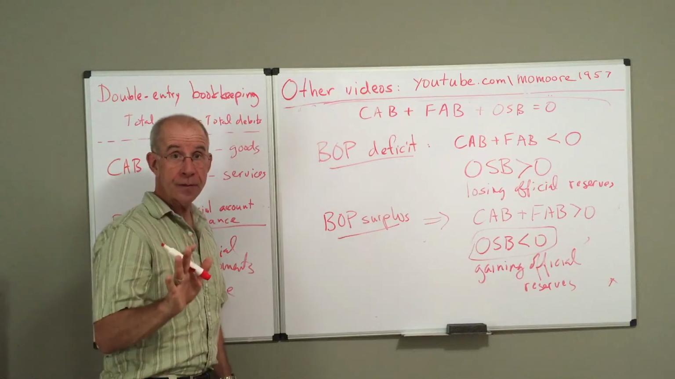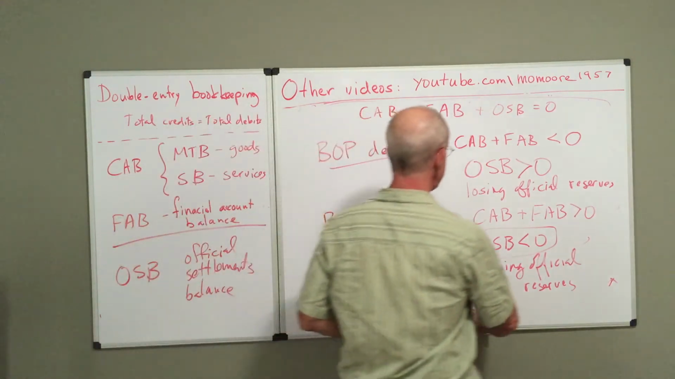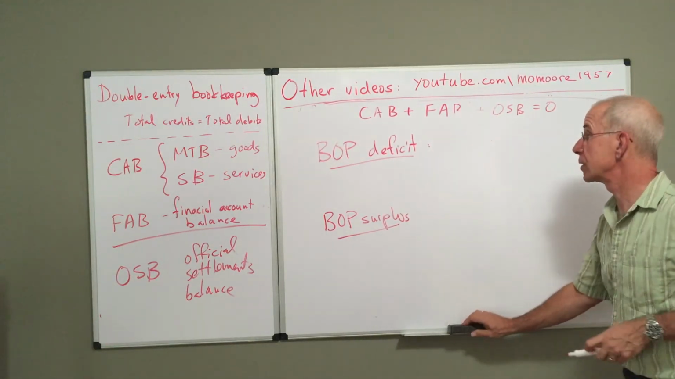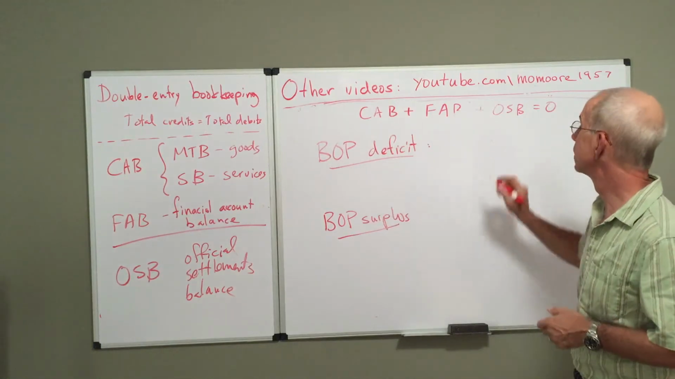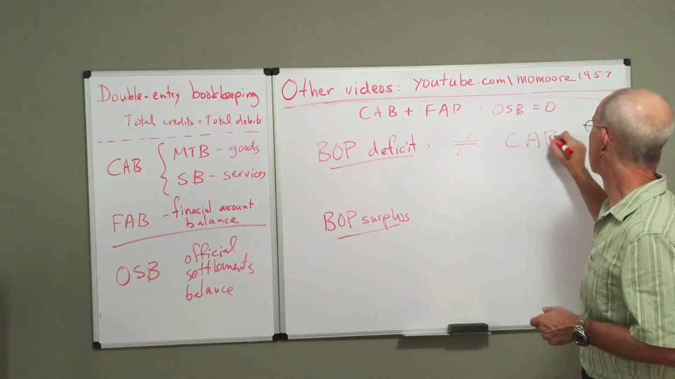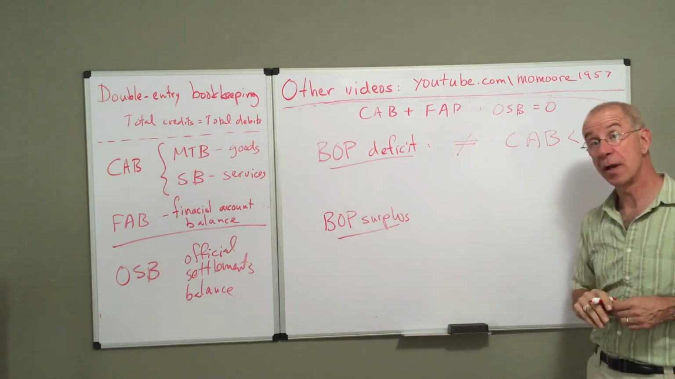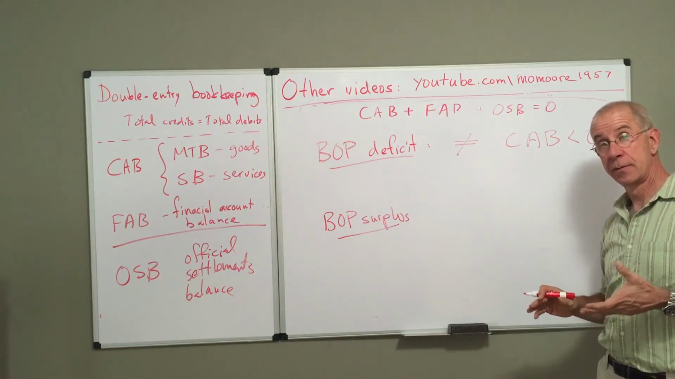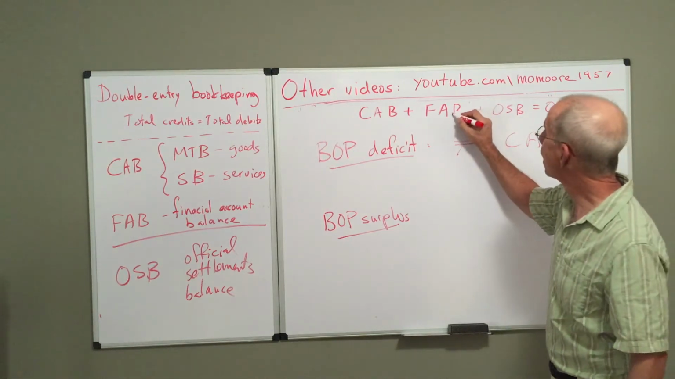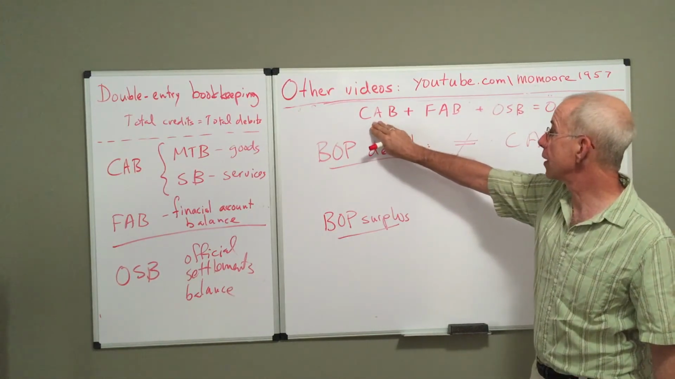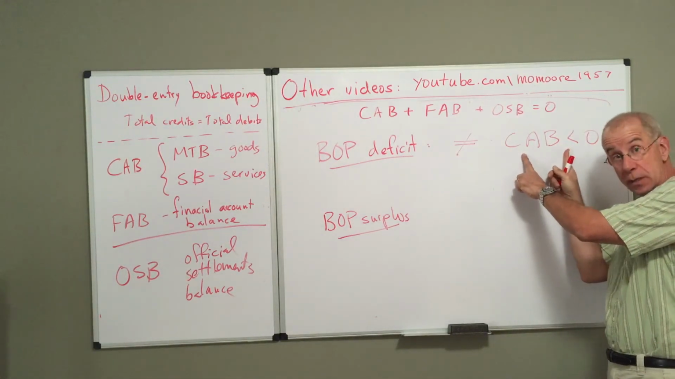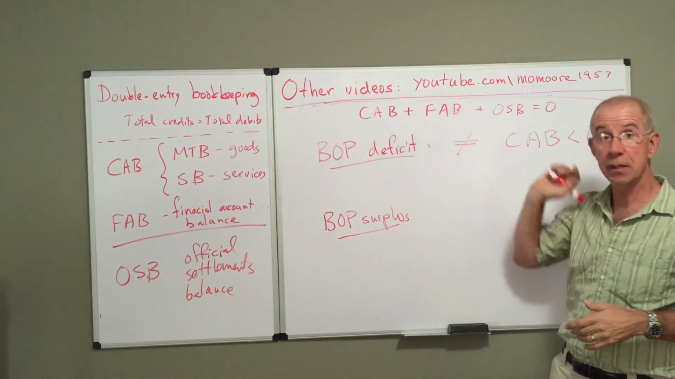Now, another thing that I want to make very clear is that saying that a country is running a balance of payments deficit does not mean necessarily that it is running a current account deficit or that there is a trade deficit. What you know is that the sum of the current account balance and the financial account balance is negative. Not that an individual component is. It's that the sum of these two things might be.